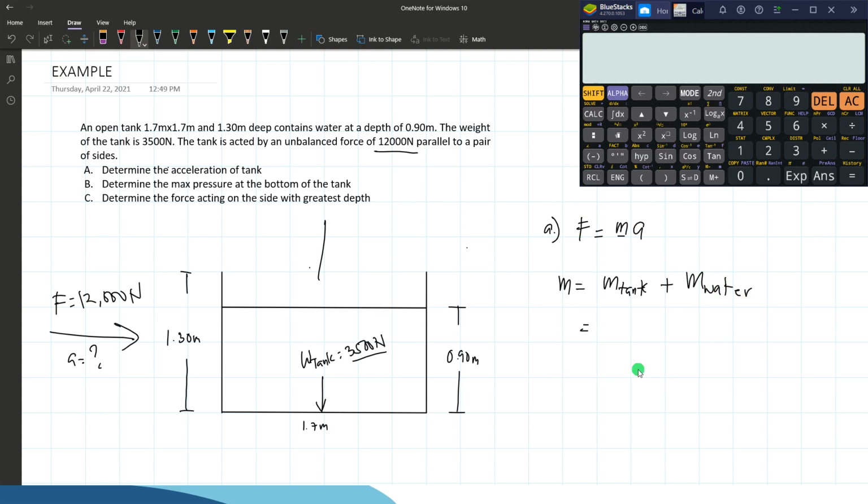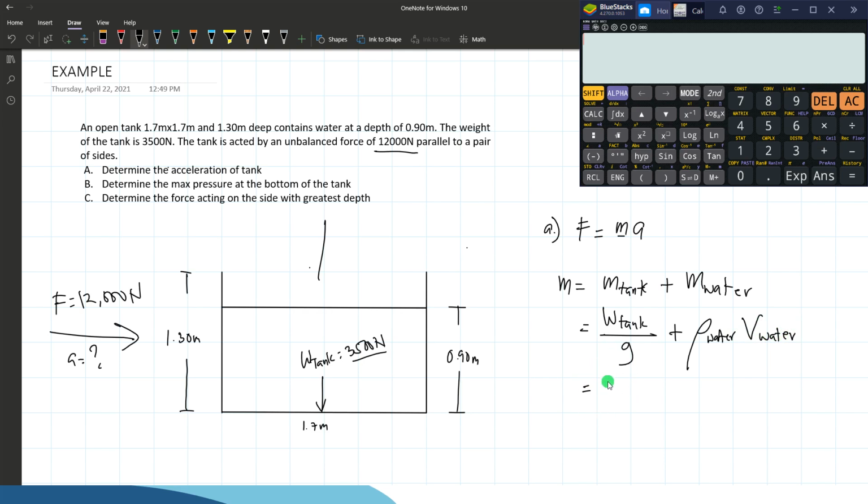So again, the weight of the tank should be divided by acceleration due to gravity to convert it into mass. Then for the mass of water, we can use the mass density of water multiplied by the volume of the water. Next, we substitute the given.